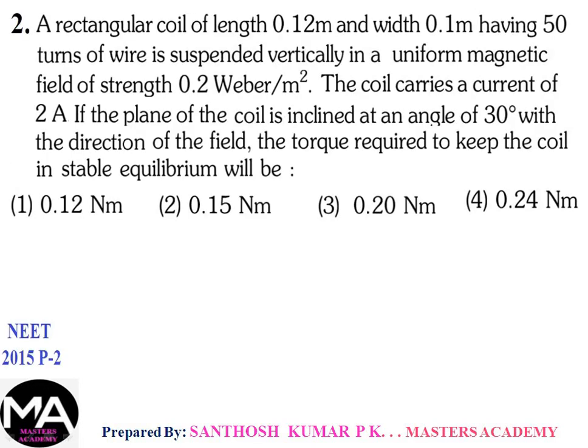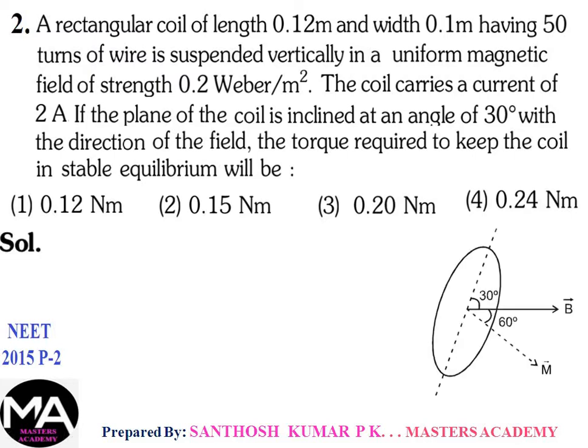Next question. A rectangular coil of length 0.12 meter and width 0.1 meter having 50 turns of wire is suspended vertically in a uniform magnetic field of strength 0.2 Weber per meter square. The coil carries a current of 2 ampere. If the plane of the coil is inclined at an angle of 30 degree with the direction of the field, the torque required to keep the coil in stable equilibrium will be. So it is from NEET 2015 paper 2.